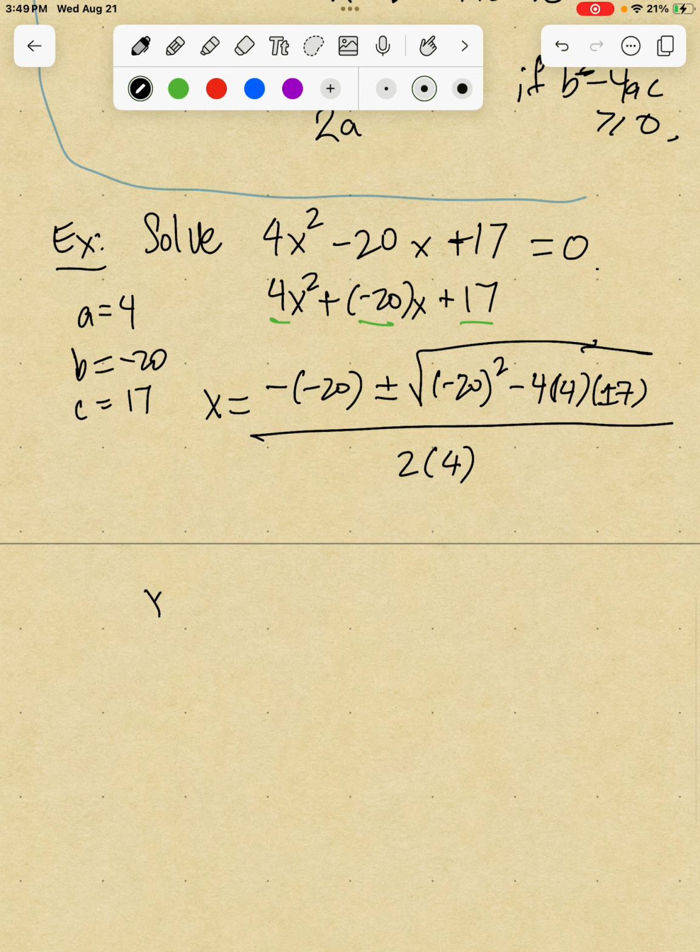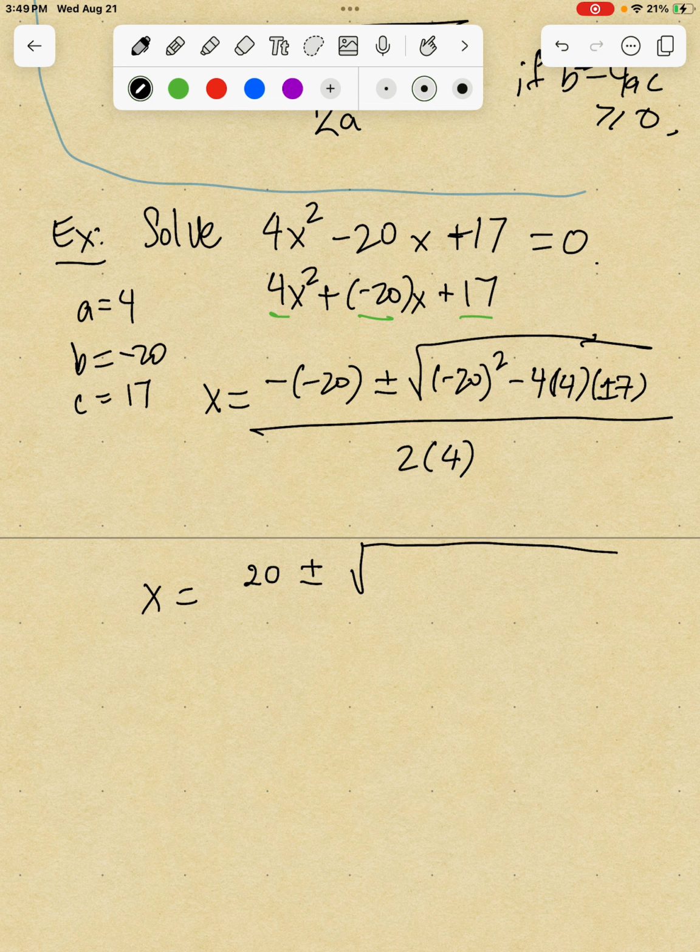Okay, what do we get? This is x equals negative negative 20, which is 20, plus or minus the square root of negative 20 in parentheses squared, which is 400, and then minus 4 times 4 times 17, and that is 272. This is all over 2 times 4, which is 8.